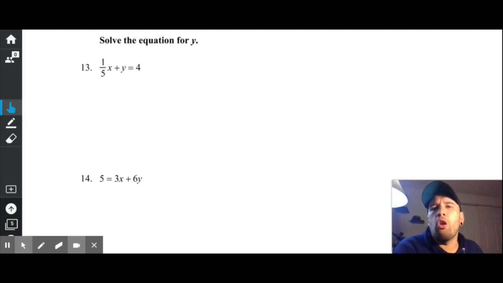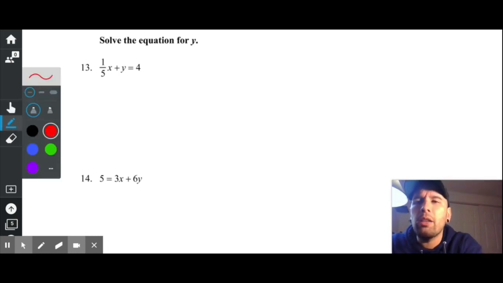My job is to solve the equation for y, which means in these cases, not only do I have a y, but I have an x there. So I'm doing what's eventually going to be called writing things out in slope-intercept form. You don't know that yet. Or do you? I don't know.